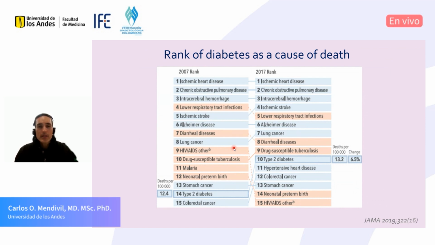Actually, the role of diabetes as a direct cause of death is also increasing. By the year 2007, type 2 diabetes was the direct cause of death number 14 over the world. And by 2017, it had already risen to position 10. Now we have to take into account that diabetes is also a risk factor for many other things that can also kill you, like coronary disease or stroke or many other conditions. But in and of itself, it is already responsible for, it's number 10 among the direct causes of death. So it is increasing, it is deadly, it is widespread, and it is increasing particularly fast here in Latin America.